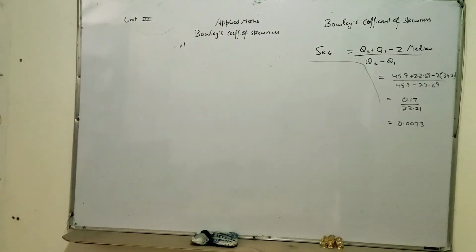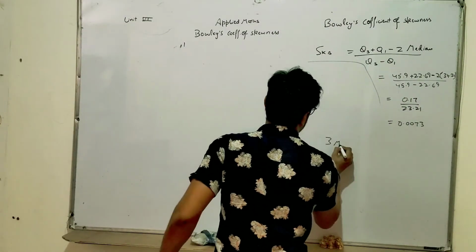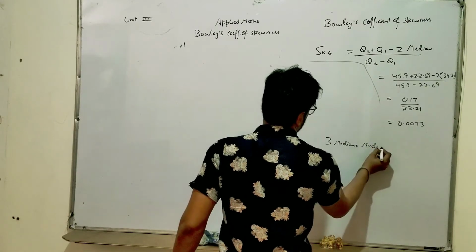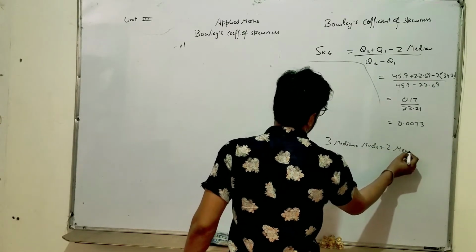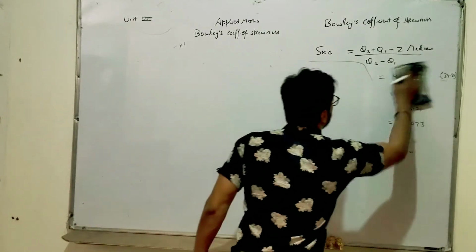We should know that 3 median is equal to mode plus 2 mean. There is a relation between mean, mode and median: 3 median is equal to mode plus 2 mean. This relation we have already studied in class 10.